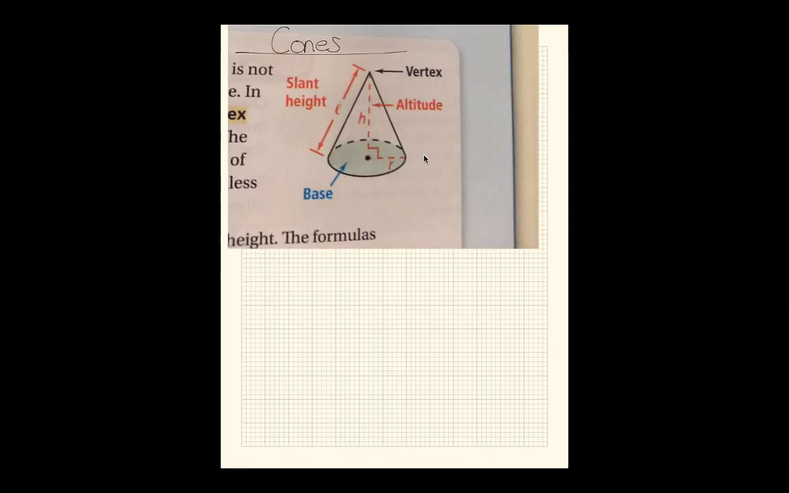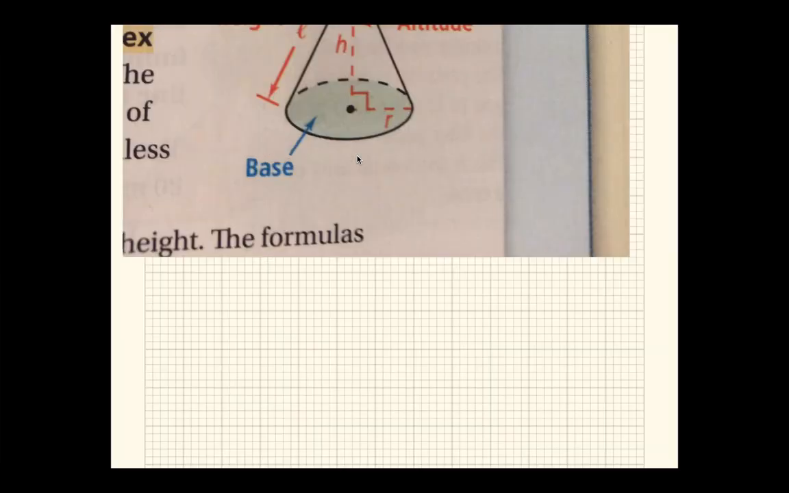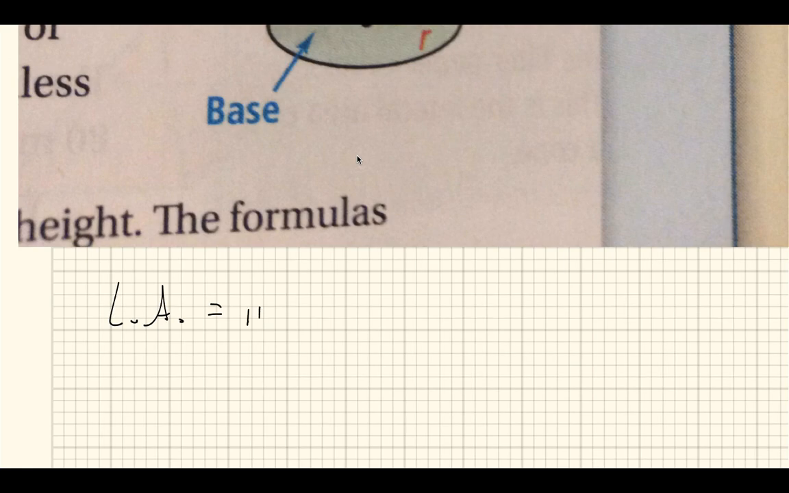Cones aren't too bad because, kind of like how we did prisms and cylinders, where the base was always a circle, for cones the base is always going to be a circle. So there's less to look at. Rather than finding the area of a square or hexagon, we'll always be finding the area of that circle. And the formula is very similar. The lateral area for this guy is going to be pi times the radius times the slant height.